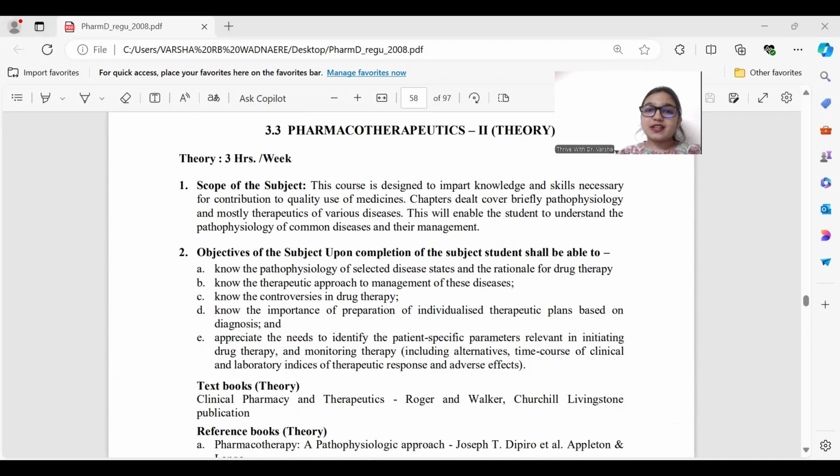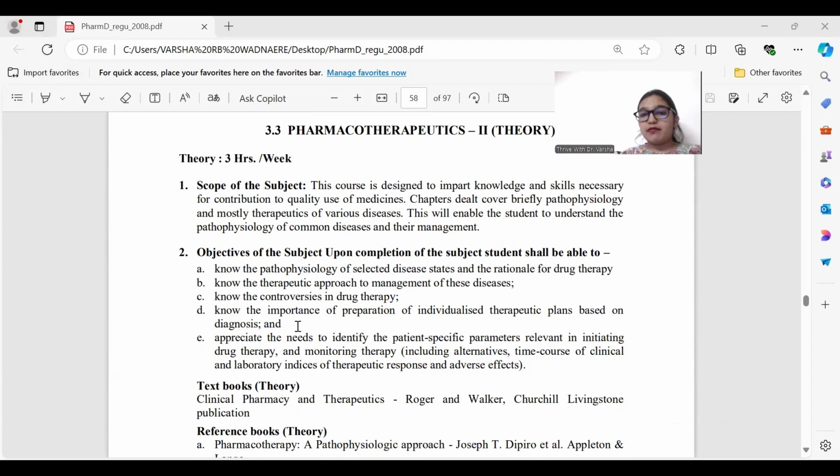Now your third subject is pharmacotherapeutics 2. Whatever you have studied in pharmacotherapeutics 1, that is in your second year, the same pattern will be there, but this time different systems will be there. You will be having 3 hours per week of theory lectures.